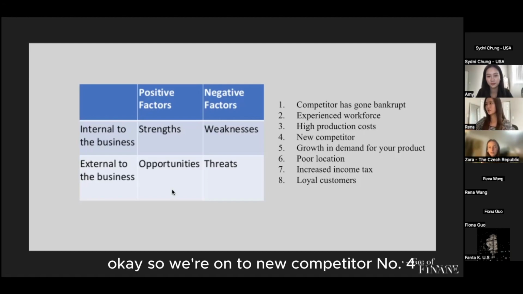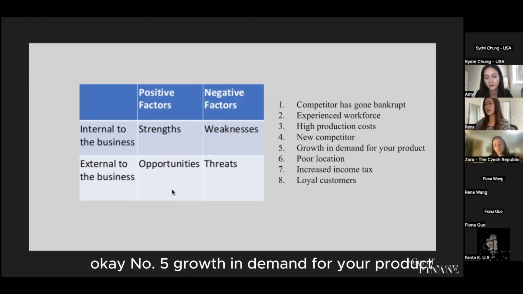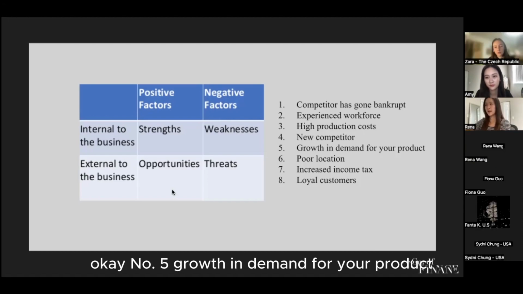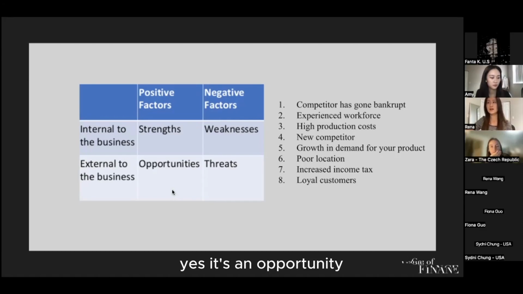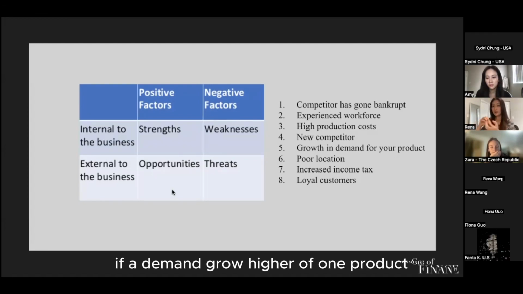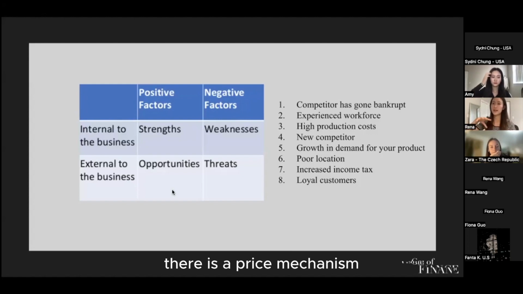Okay, so we're on to new competitor. Number 4, new competitor is a threat. Okay, number 5, growth in demand for your product. Yes, it's an opportunity. If the demand grows higher for one product, there is a price mechanism. That's the term for it, when there is a rise in price.